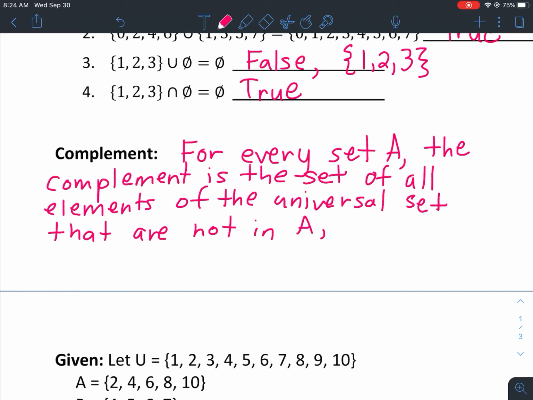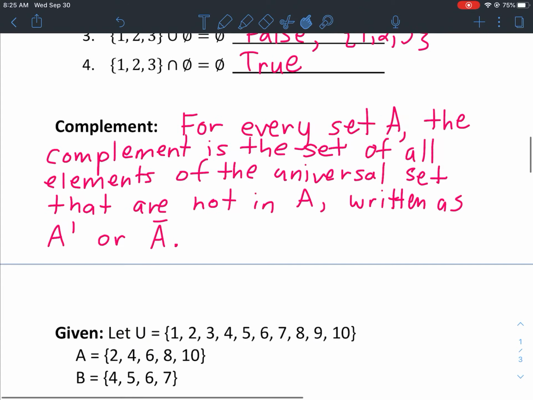And it's expressed with the symbol A prime. It's A and it has like a little 1 as the exponent. That means A complement. Or A with this little hat. That also means A complement. So to kind of shorten that up, what a complement is, it's every element, whatever's in your universal set, that is not in that specific set. And you'll see with the next example.